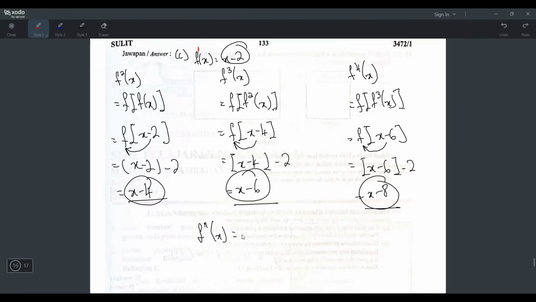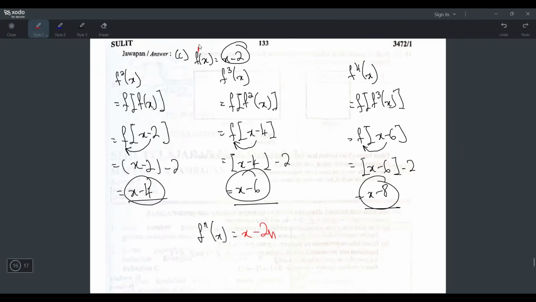So it means your answer will always start with x minus, right? But the number here is different. This is 2, this is 4, this is 6, this is 8. But look at all these numbers, 2, 4, 6, 8. These are multiples of 2. In Malay, it is gandaan 2. So if it's multiples of 2, it means this is 2n. Because when the power is 1, you start with 2, which is the first multiple of 2. This will be 4, which is the second multiple of 2. And if this is 3, this is 6, the third multiple of 2. And when this is 4, this is 8, the fourth multiple of 2. So that's why it's 2n.